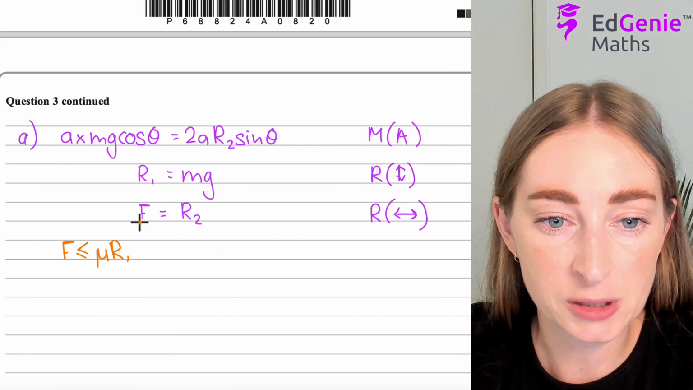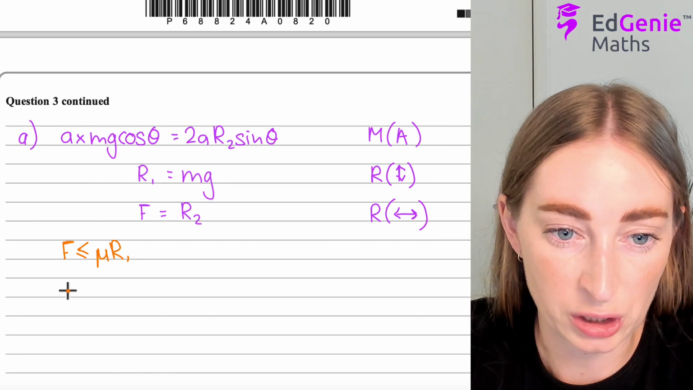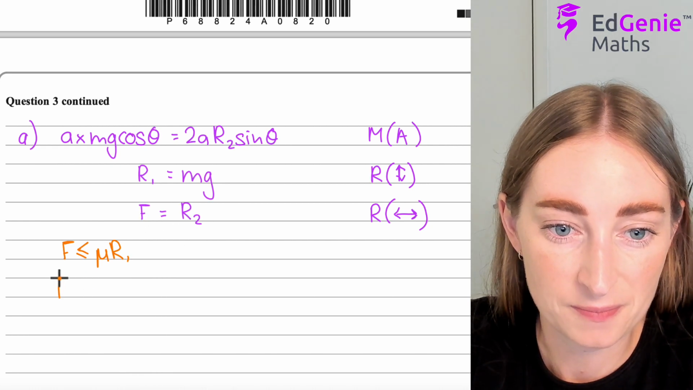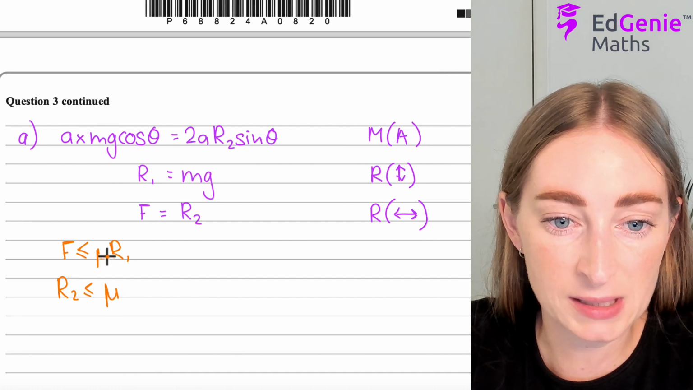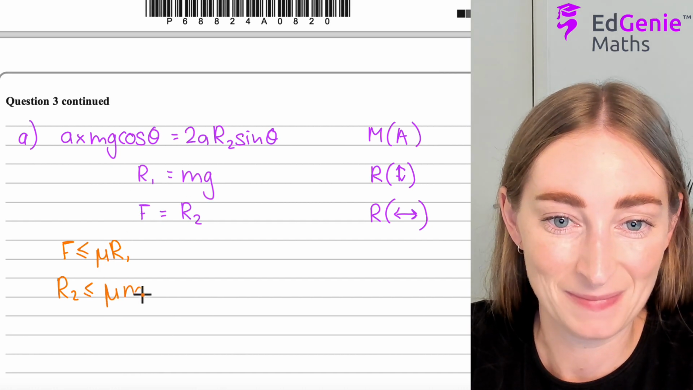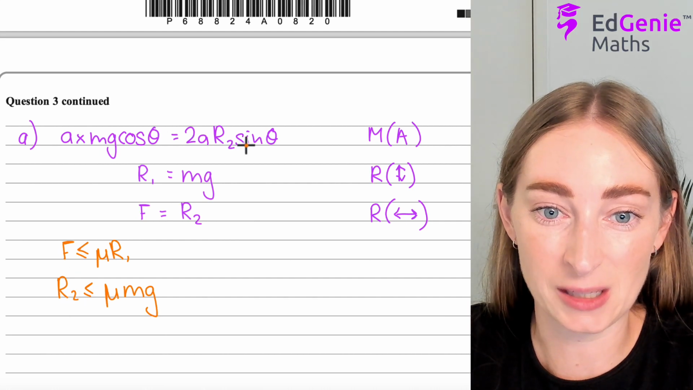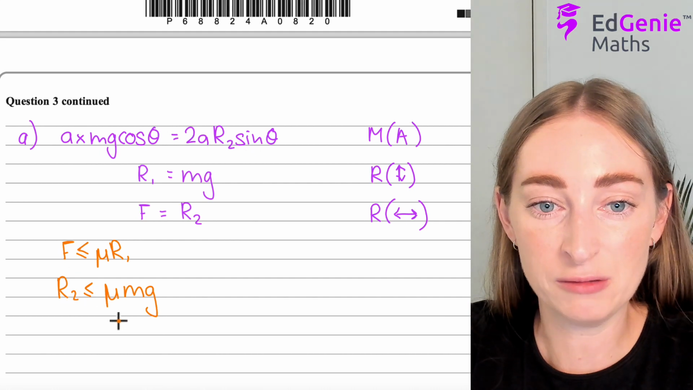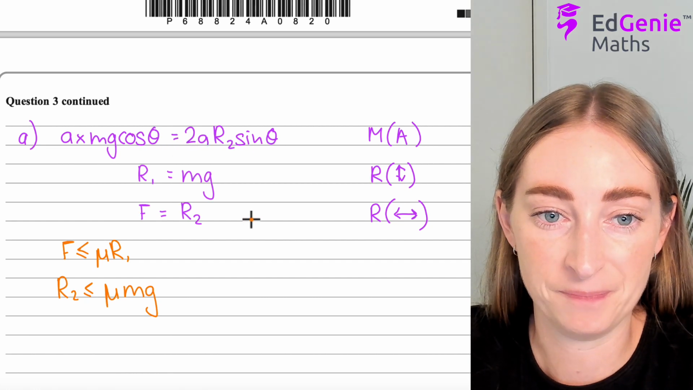So let's substitute in all our values. F is equal to R2, and F is our coefficient of friction times mg. So now we need to work out what R2 is, and then we can substitute back in here. So let's rearrange all of this. This is our moments about A.